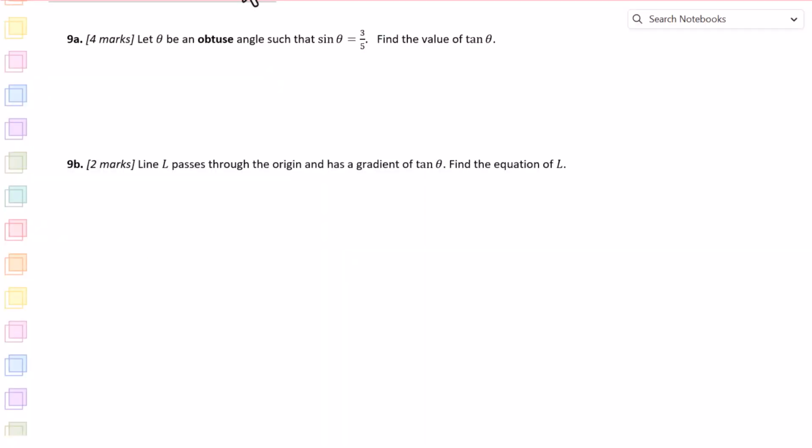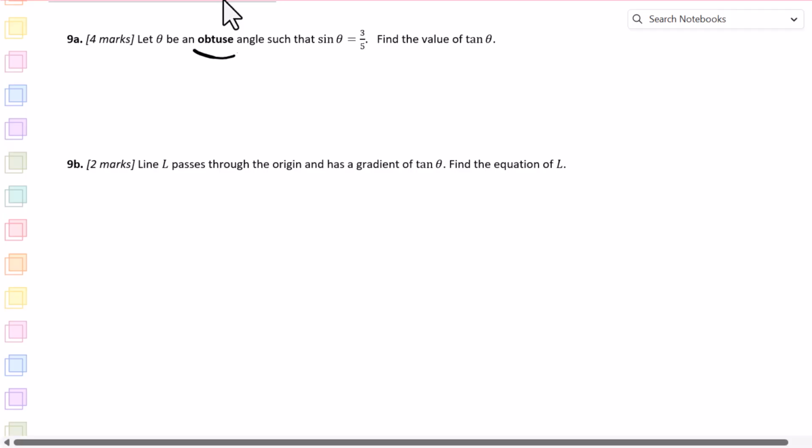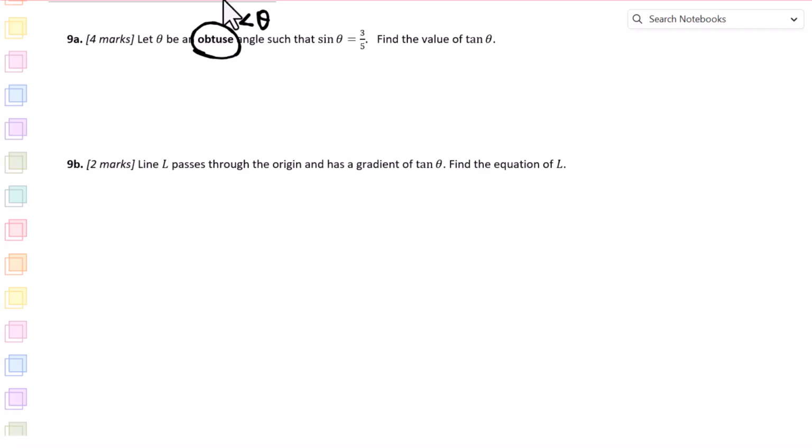Let's go to question 9. Let theta be an obtuse angle, which means theta is greater than 90 degrees and less than 180 degrees, and sin theta equals 3/5. Find the value of tangent theta. Let's draw this diagram. Obtuse angle means second quadrant.